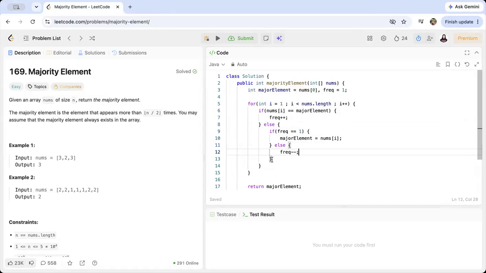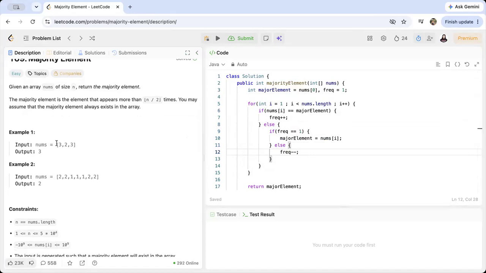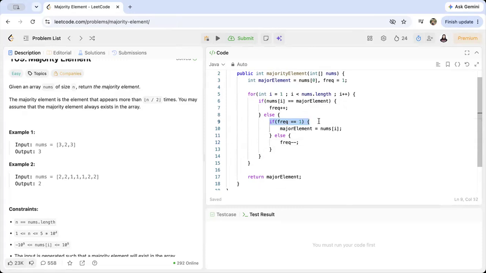Else, if this is not the case, we simply decrement the frequency. So why have we done this? Let's say we have 3 right now. My major element is 3 and my frequency is 1. Next, nums of i is 2. Now, 2 is not equal to the major element 3, so we check if the frequency is 1. The frequency of the major element is 1, so we decrement the frequency, and it becomes 0. Since the frequency becomes 0, we update our majority element to the current number.